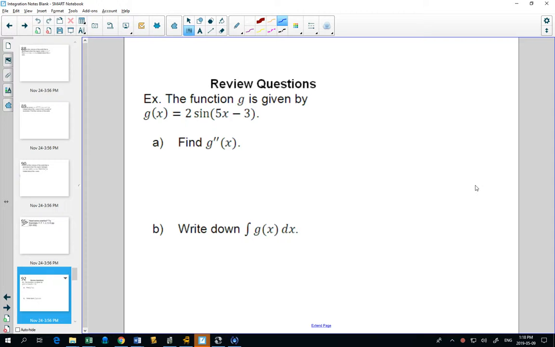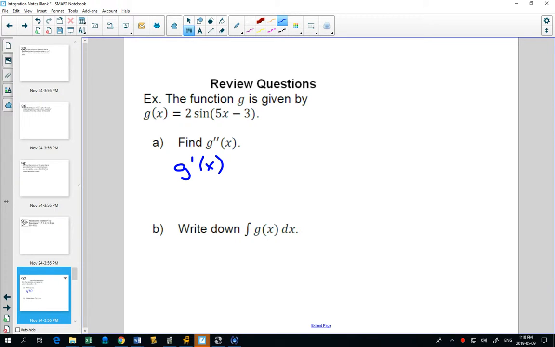Are there any rules for doing derivatives? If we want to find the second derivative, we have to find the first derivative first. Do we have product rule, quotient rule, chain rule, anything, or is it just a regular one? It is a chain rule.